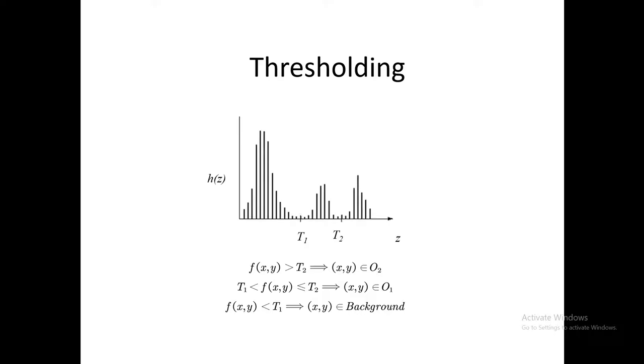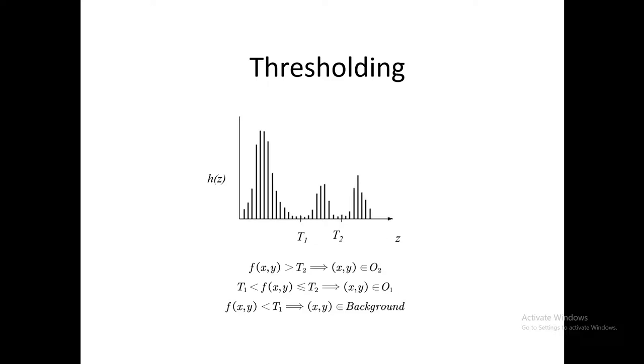However, we can have a multimodal histogram as well, that is, a histogram can have more than two peaks. Here we find the histogram has three different modes which are separated by two different valleys. What we can do is choose a threshold T1 in the first valley region and a threshold T2 in the second valley region. Here T1 and T2 separate the peaks.